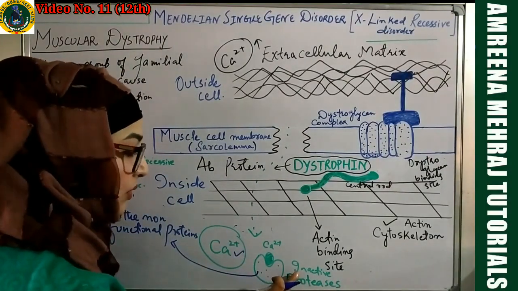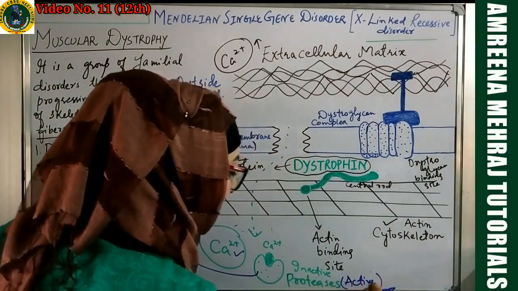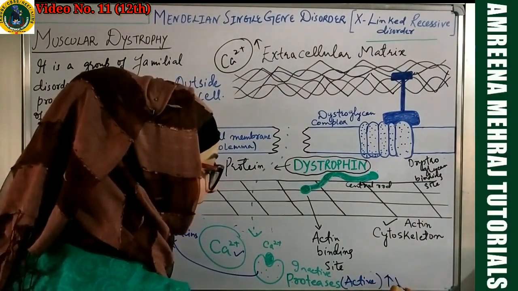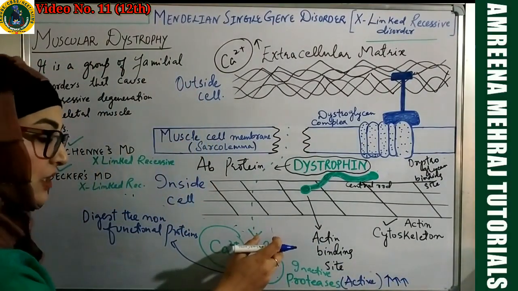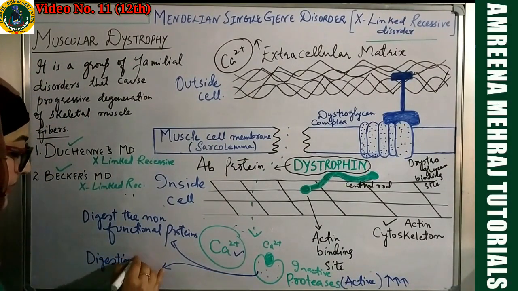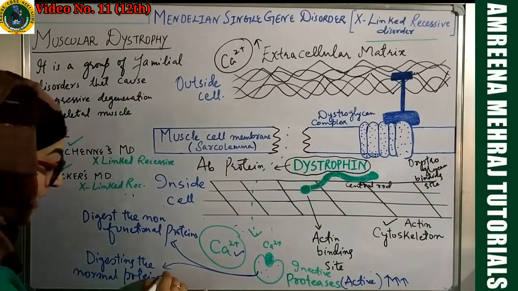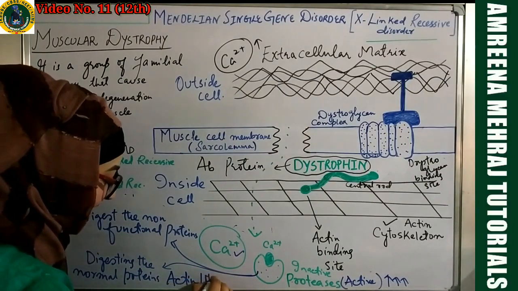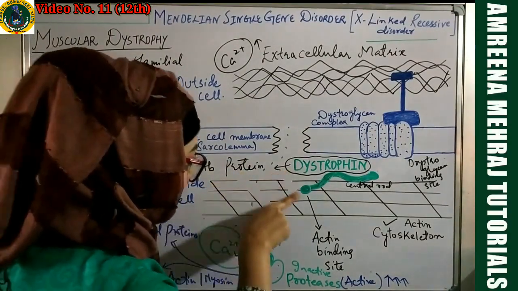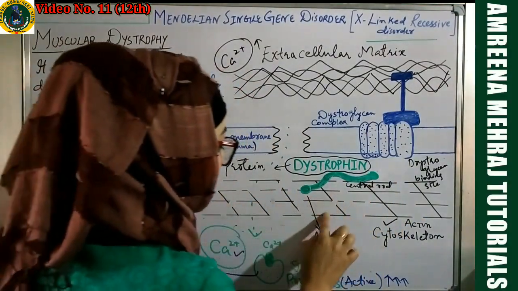So earlier it was inactive, but binding of calcium made it active. Active protease has the job to digest the non-functional proteins. But since you have more active proteases because of the entry of more calcium, now what will happen? Even these proteases will start digesting the normal proteins, like your actin itself, actin as well as the myosin. That means these proteases will start digesting this structure. This will be gone. That means there is damage happening to the contractile proteins.